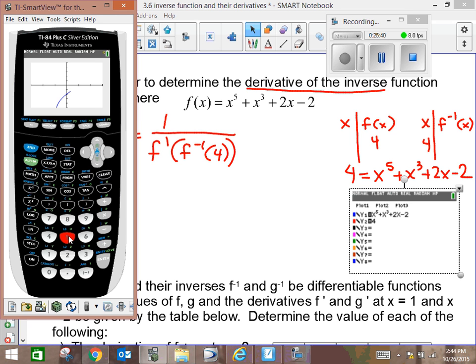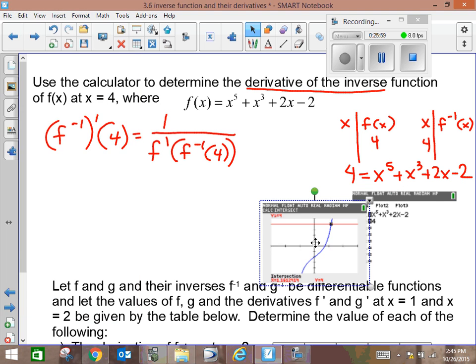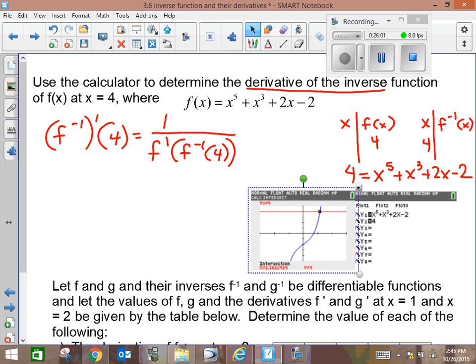Yes, I can see everything I'm doing on this screen. All right, so 4 is going to go straight across. Remember how to find the intersection. If there's only one, you can hit enter 3 times, and it's going to give you the intersection. Okay. There's your intersection. Here it is. Okay, so what's this?